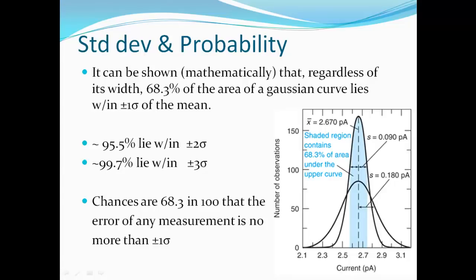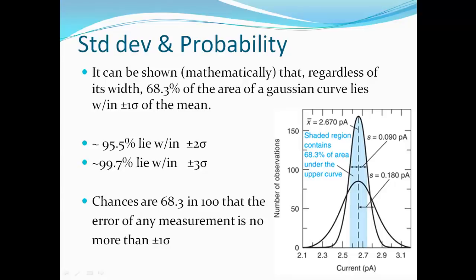So if, let's say, 4.5% of measurements lie outside the range mu plus or minus 2 sigma, then that means that 2.25% of measurements are above mu plus 2 sigma, and 2.25% are below mu minus 2 sigma.